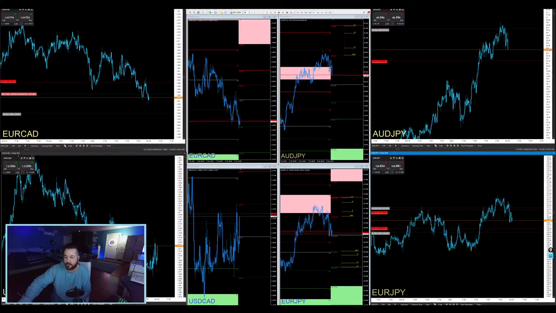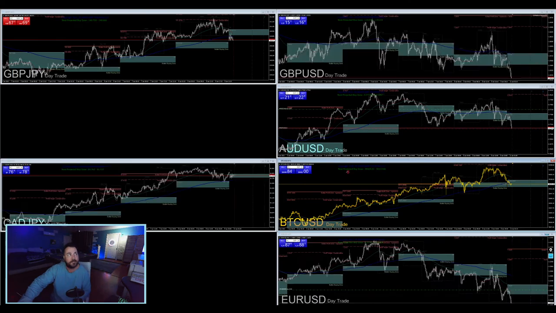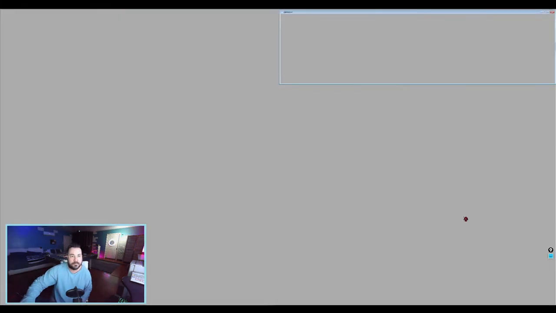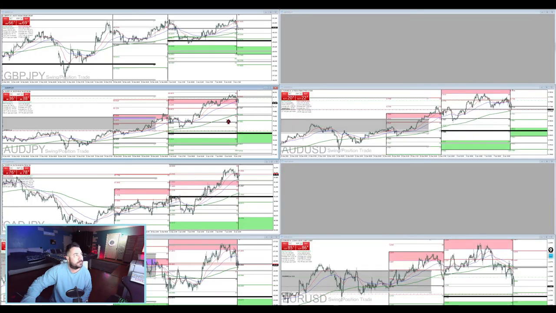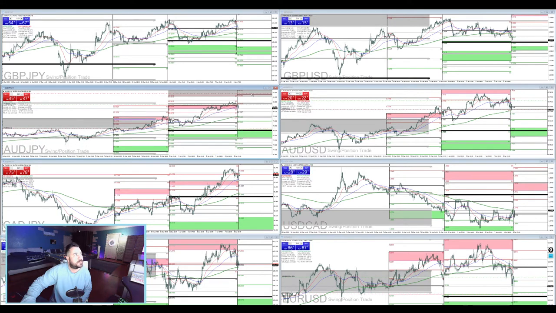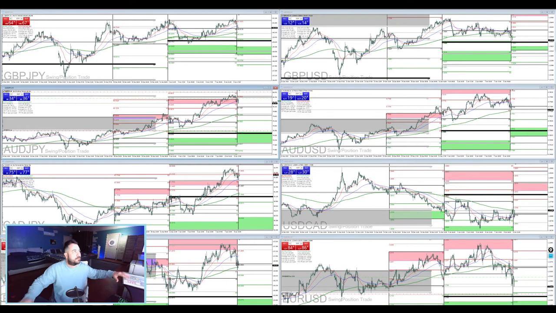Swing trade alert. All right, it's getting a swing trade alert here. Let's go back on over to my swing trade charts. All right, getting some price movement here. I'm going to go ahead and move down my stop to just above these highs.